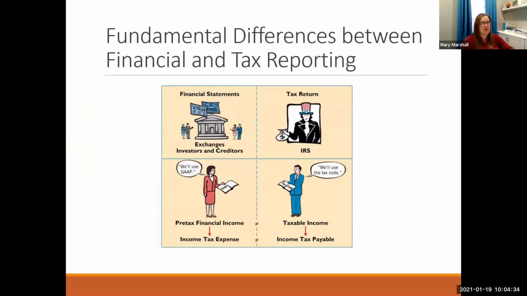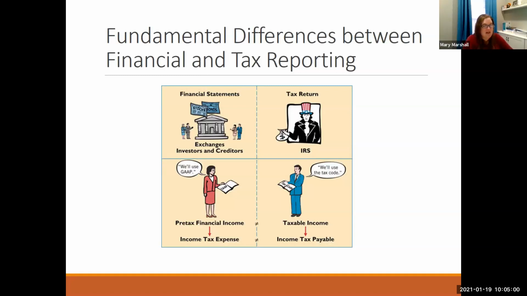So you guys know the fundamental differences between financial and tax reporting. The financial statements are for external users. The tax return is really just for the IRS. So the financial statements, we use pre-tax financial income and calculate a book tax expense. But for taxes, we create a taxable income and then come up with income taxes payable. And these very rarely agree.